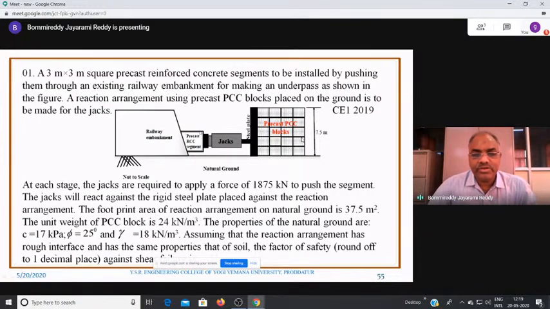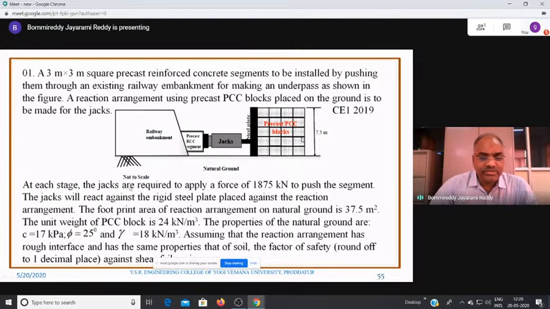So here what is going to happen? It is a railway embankment, and here underpass is to be provided. For that a push is required. Push is required, that is arranged by means of the jacks. A reaction arrangement using precast PCC blocks placed on the ground is made for the jacks. So far nothing is there. It's only explaining the arrangement of how the forces are acting on it.